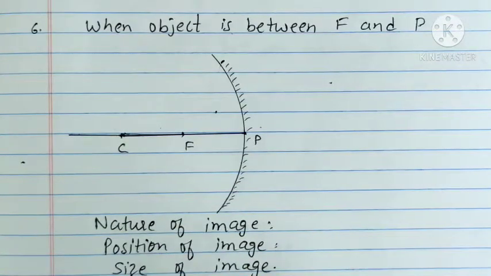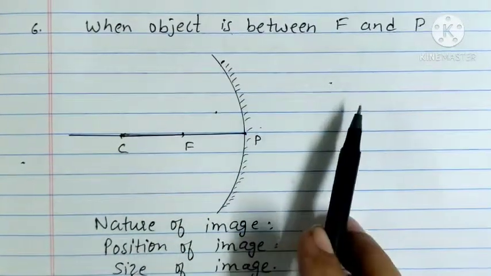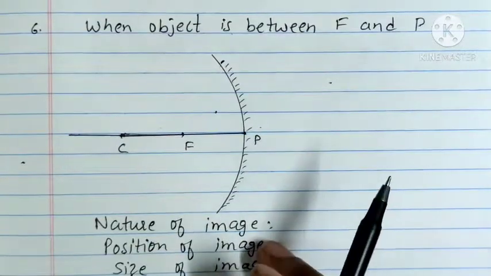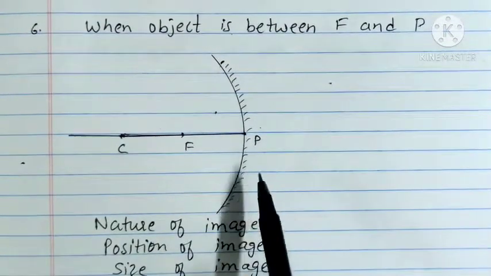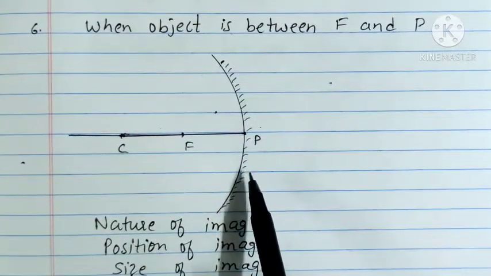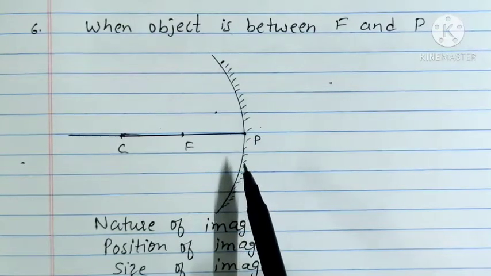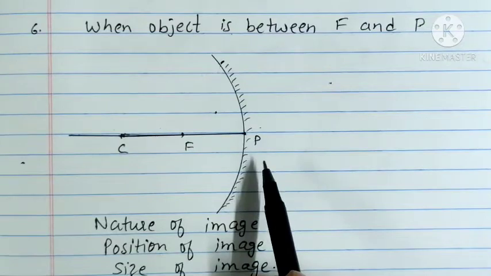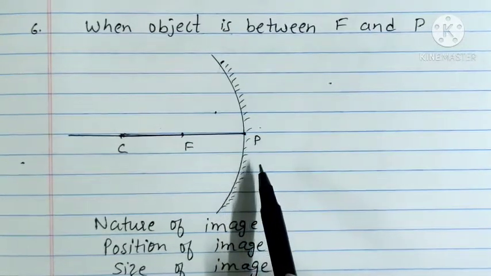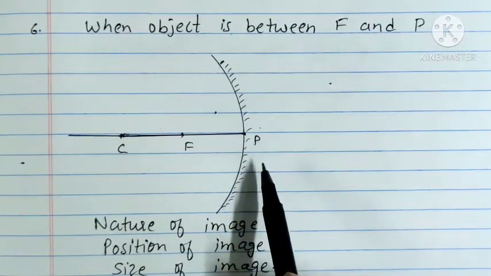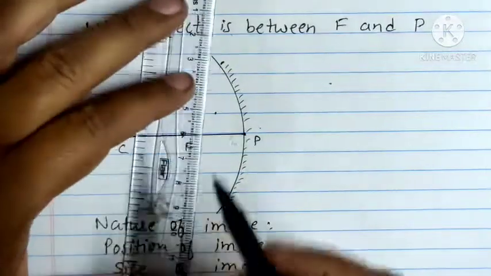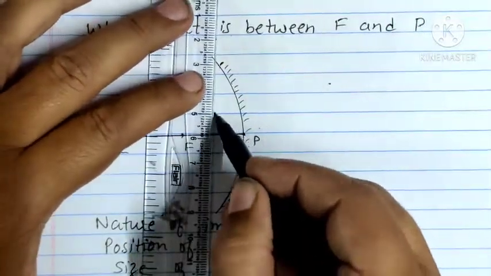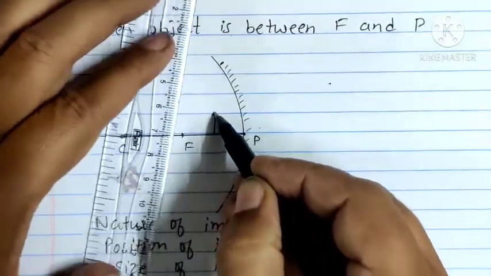Now let us see the last case, when the object is between focus and pole. This is a special case because in this case, in the concave mirror, the image formed is virtual and erect. In all the other cases it is real and inverted, but in this case it is virtual and erect. So let us put the object between focus and pole. This is the object I have drawn here.